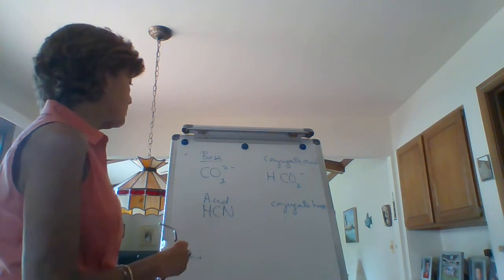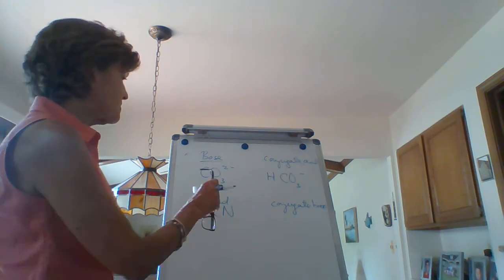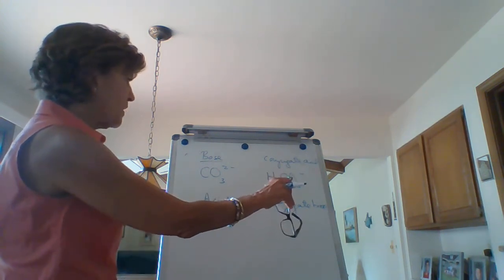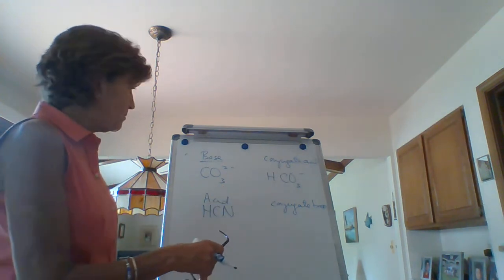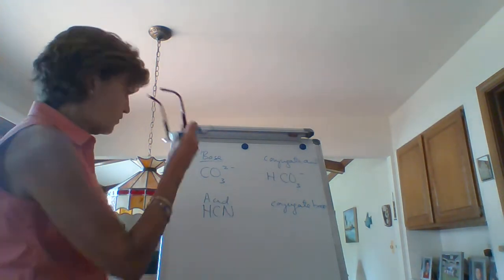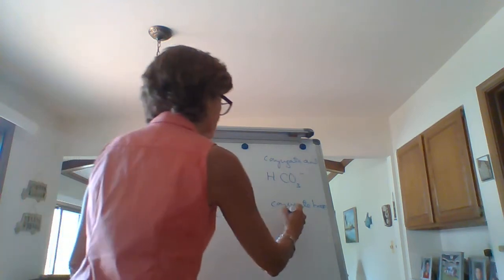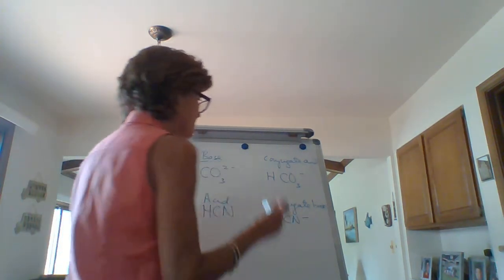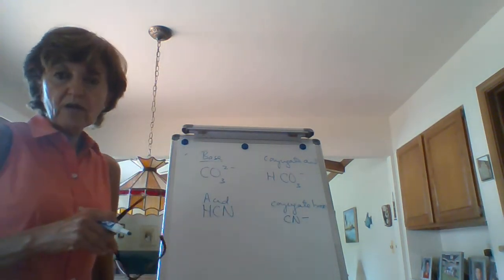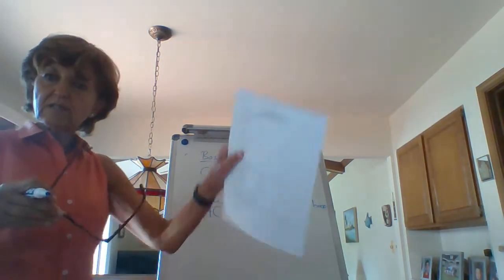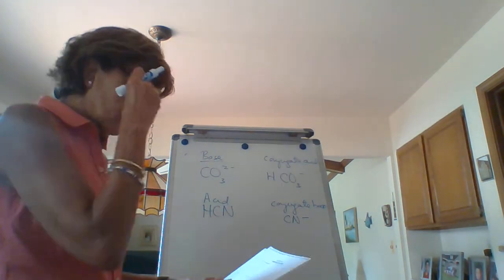All right, what about this one over here? HCN. That's the acid. The conjugate base is going to have one less hydrogen and one more negative. So we get rid of this H. We give it an extra negative. There's the conjugate base. Okay? So that worksheet is something you guys can practice with.